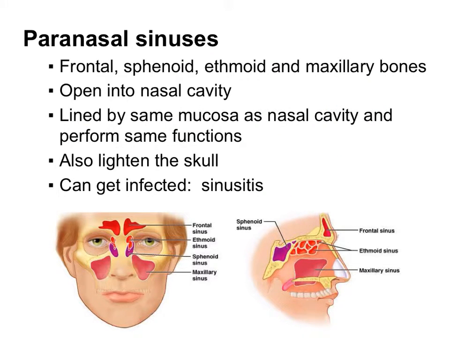So sinuses are empty spaces in our skull. We have the frontal, sphenoid, ethmoid, and maxillary bones that have sinuses in them. And if you take another anatomy class, you'll have to learn the names of all these sinuses. I just wanted to show you in general where these sinuses are. They lighten the skull, they can open up the nasal cavity, and they also have some mucus in there that also helps to purify and moisten our air. The bad thing is that we can get infections, and we call that sinusitis.